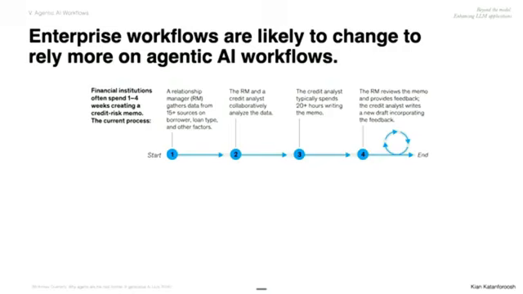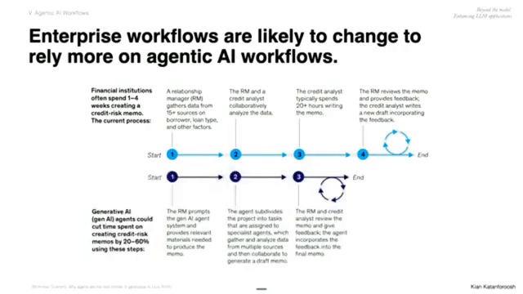They then ran a research study where they changed the process. They said Gen AI agents could actually cut time by 20 to 60% on credit risk memos. And the process has changed: the relationship manager directly works with the Gen AI agent system and provides the relevant materials that it needs to produce the memo. The agent subdivides the project into tasks that are assigned to specialist agents, gathers and analyzes the data from multiple sources, and drafts a memo. Then the relationship manager and the credit analyst sit down together, review the memo, give feedback to the agent, and within 20 to 60% less time are done.